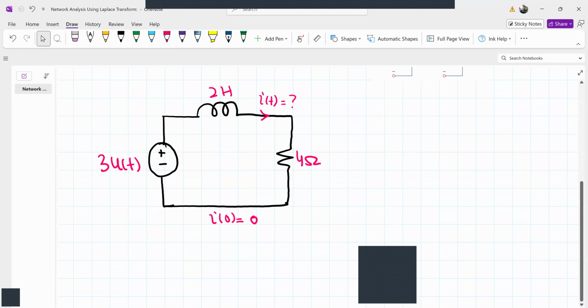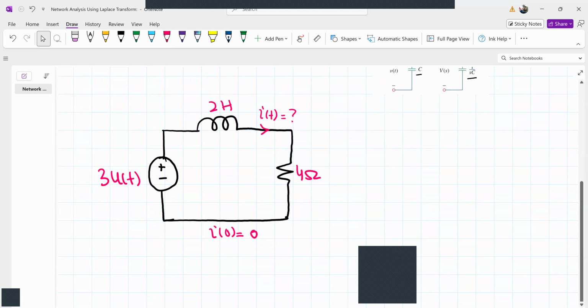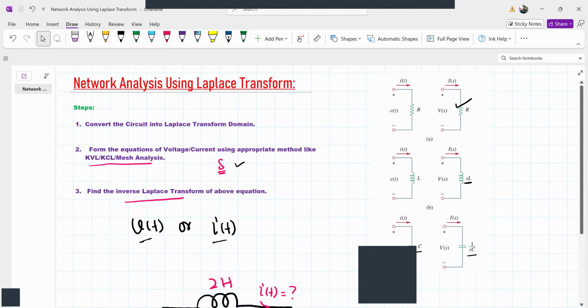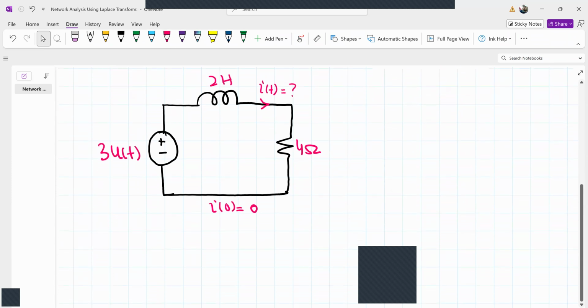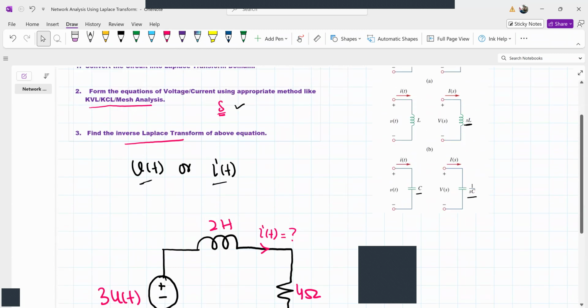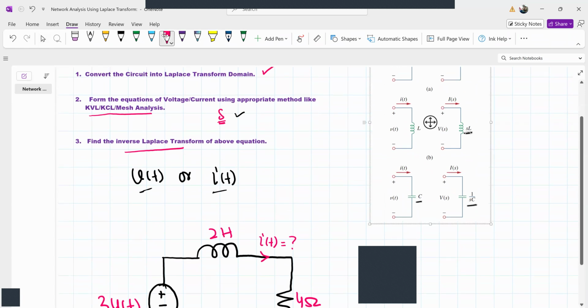So what is the first step here? The first step is to convert the circuit into the Laplace transform domain. So we'll replace this voltage source, inductor, and resistor by their equivalent models. What happens to the inductor in the Laplace transform? We'll replace it by SL.